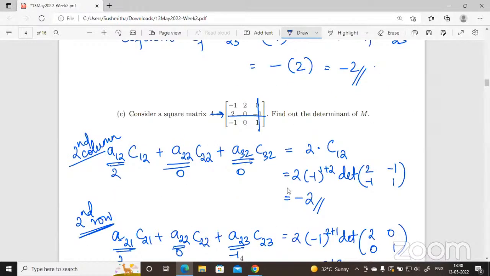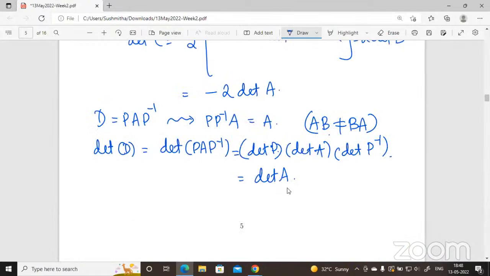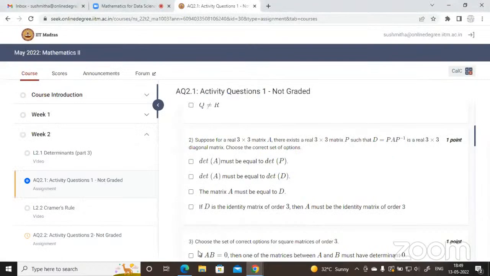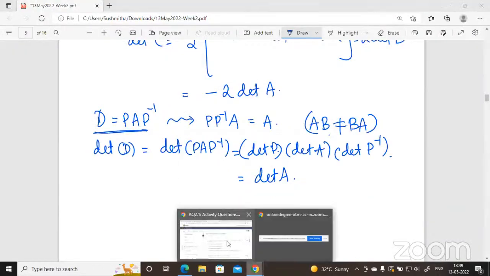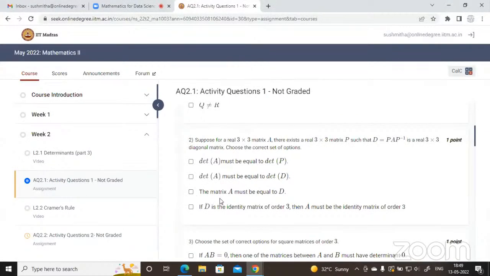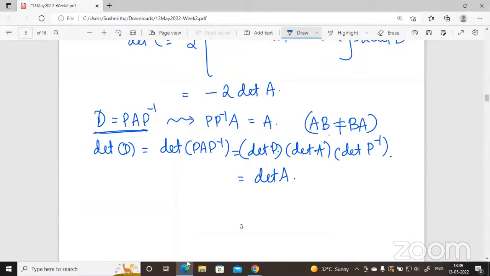Whoever asked this doubt of why A is not equal to D, can you give an example where they are not equal but still this is satisfied? Yes, ma'am, I asked the doubt. So now you agree that option 3 may not be true, right? Can you give an example? We still haven't shown that option 3 is not true. Okay, maybe you can try this out.